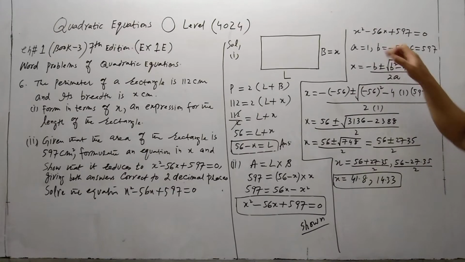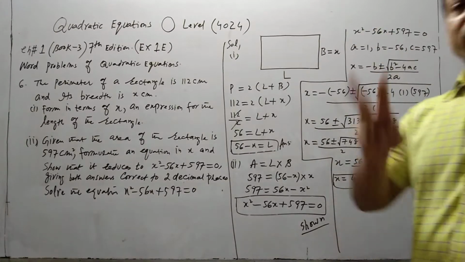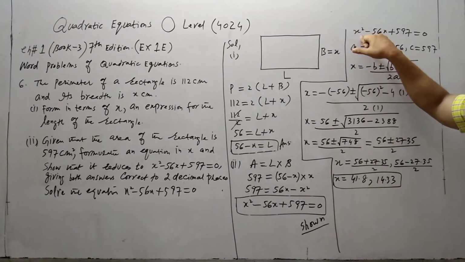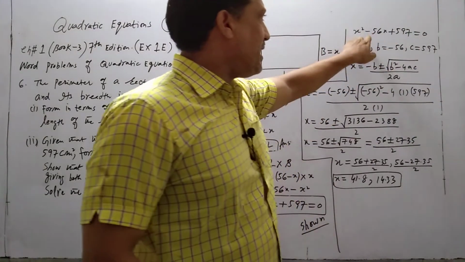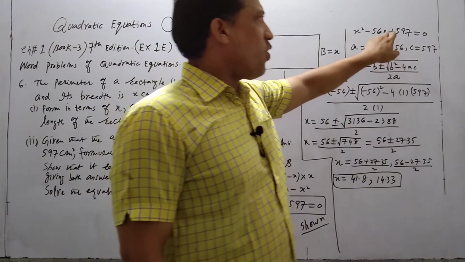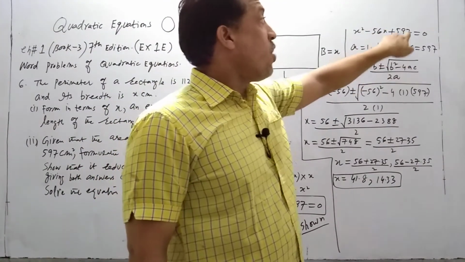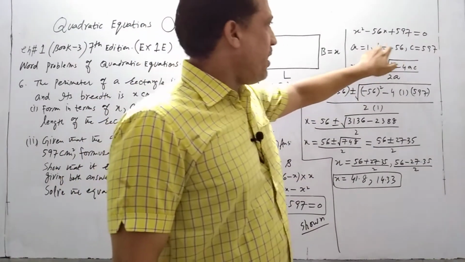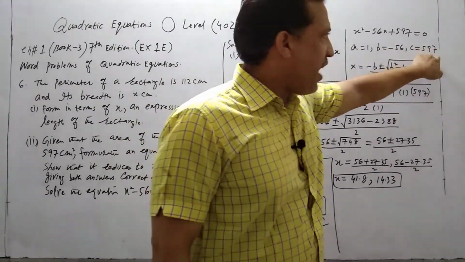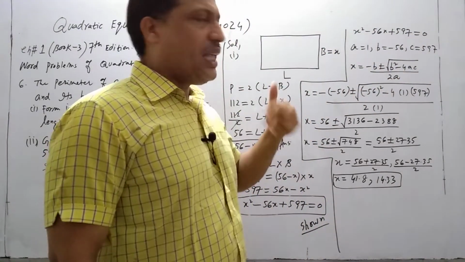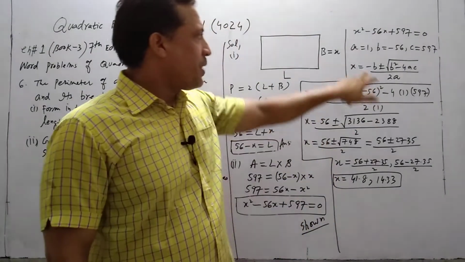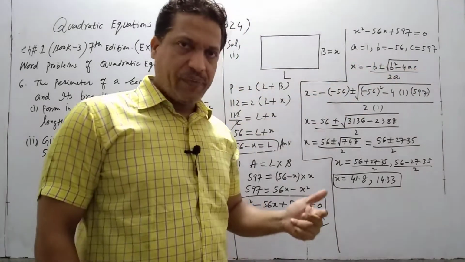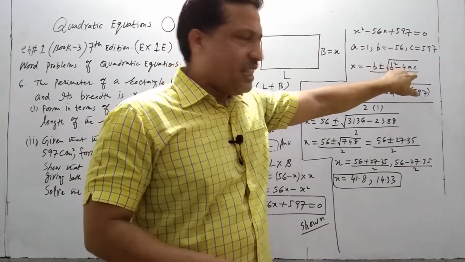So what is the quadratic formula? For applying the quadratic formula, we need 3 constants, that is a, b and c. What is a? The coefficient of x square, in this case 1. What is b? The coefficient of x, which is minus 56. What is c? The constant term, which is 597. Now put a, b, c, that is 1, minus 56, 597, in the quadratic formula. The quadratic formula is x equals minus b plus minus the root of b square minus 4ac, whole upon 2a.